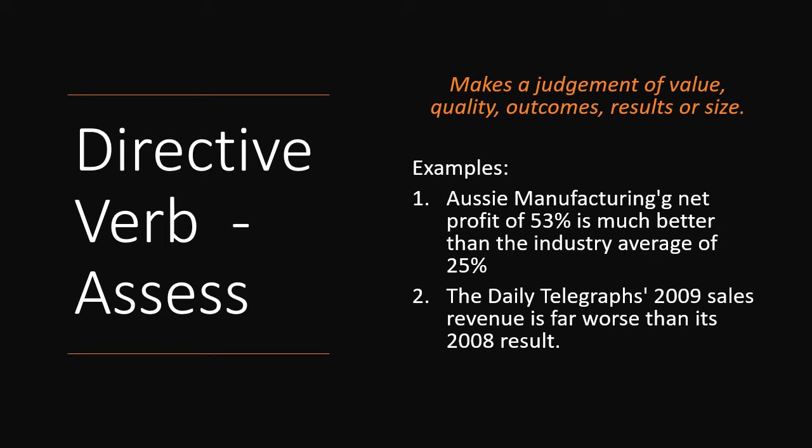So when you're looking at assess here, you're making a judgment of value, quality, outcomes, results, or size. And some examples here is Aussie manufacturing net profit of 53% is much better than the industry average of 25%. And then you can sort of assess the reasons as to why that's happening.